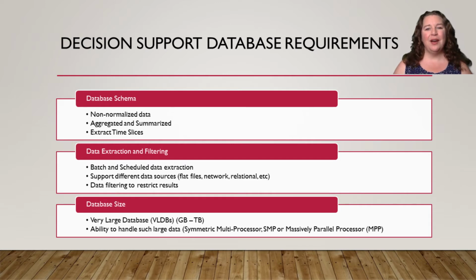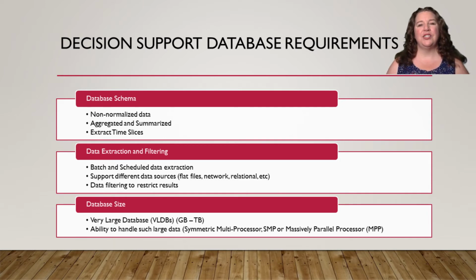So when you look at it that way, you could be storing large amounts of data, and you need your database schema for your decision support data to hold very large databases. You also need to handle two different types of processing. So we do a symmetric multiprocessor. Symmetric being at the same time. Multiprocessor, multiple processes running at the same time.